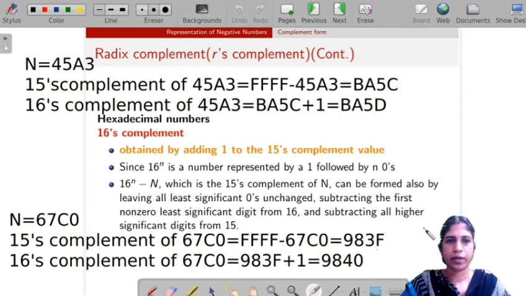So that is the radix complement of the binary, decimal, octal and hexadecimal numbers. In the case of a binary number, the radix complement is called 2's complement, obtained by simply adding 1 to the 1's complement. So in any number system, the r's complement is obtained by simply adding 1 to the (r minus 1)'s complement, whatever the number system may be. Clear? So that's all about radix complement. Okay, thank you.